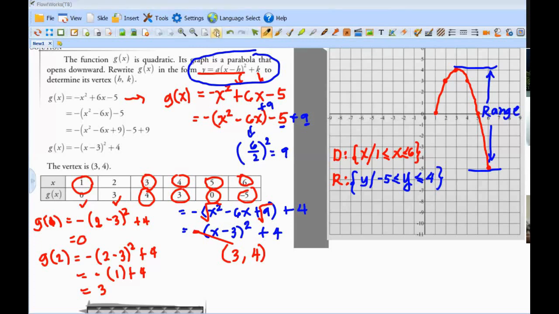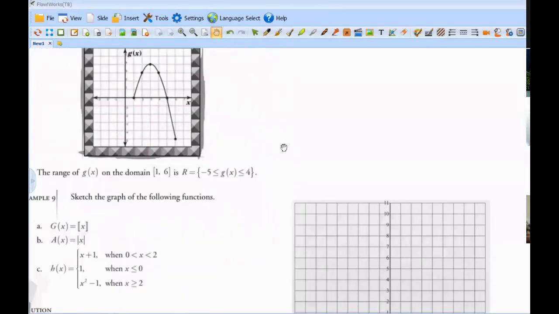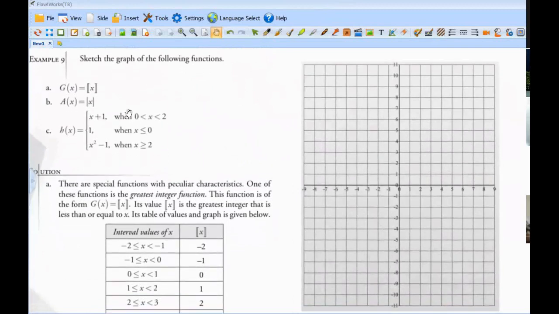Okay, let's move on to the next example. Okay. So, number 9, sketch the graph of the following functions. So we have 3: A, B, C. So let's start with the first one. The first one is what they call the greatest integer function. They call this the greatest integer function.